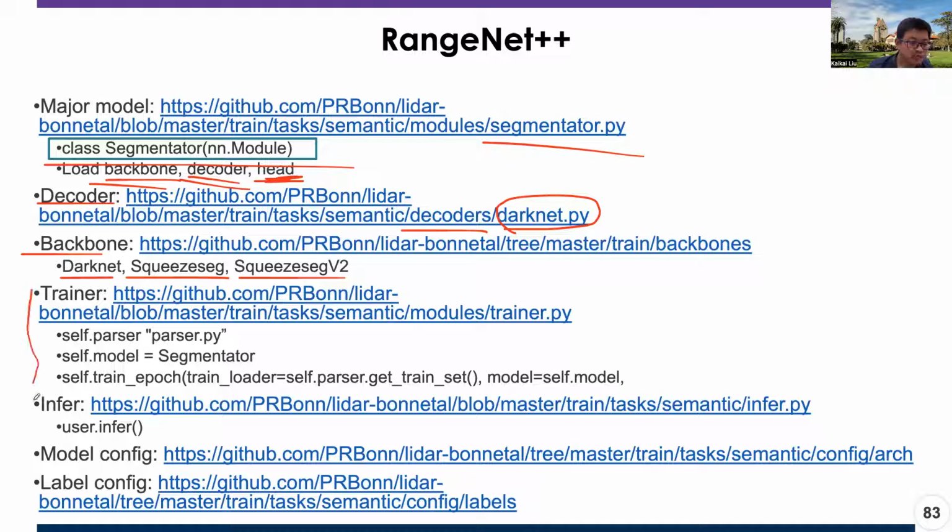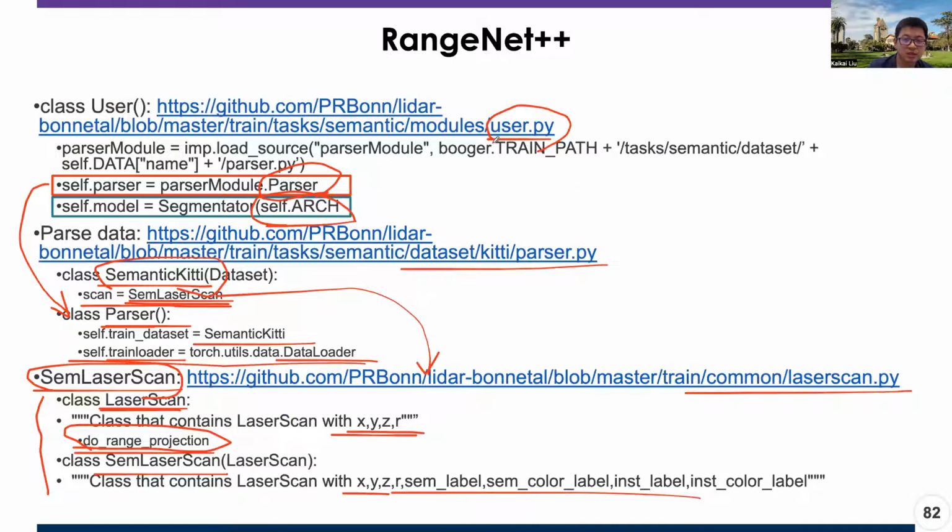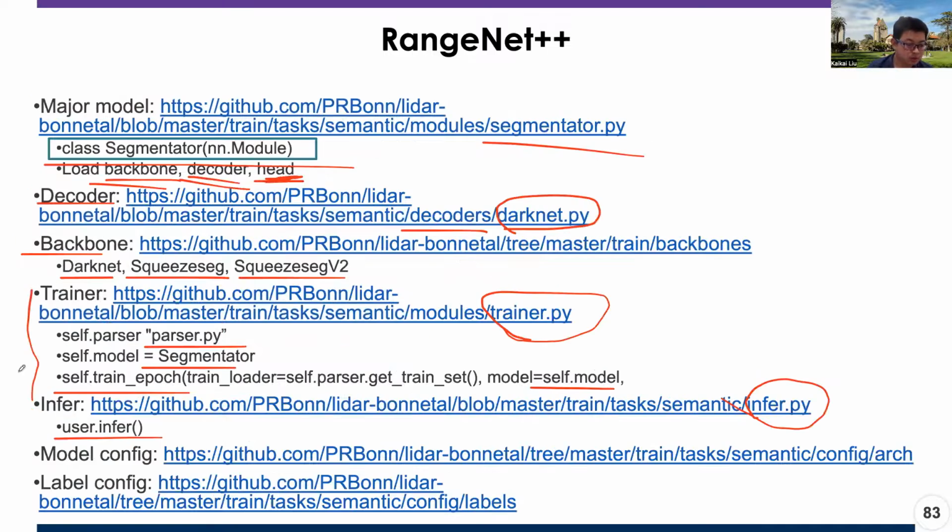Then in the trainer, you can specify the parser, segmenter, then training. You can start the training by setting the model. The major trainer code is in the trainer.py file. In the infer.py file, you can simply use user.infer. User.infer is the user's class. This class, user, is only for inference. So you can use this user to do the inference.